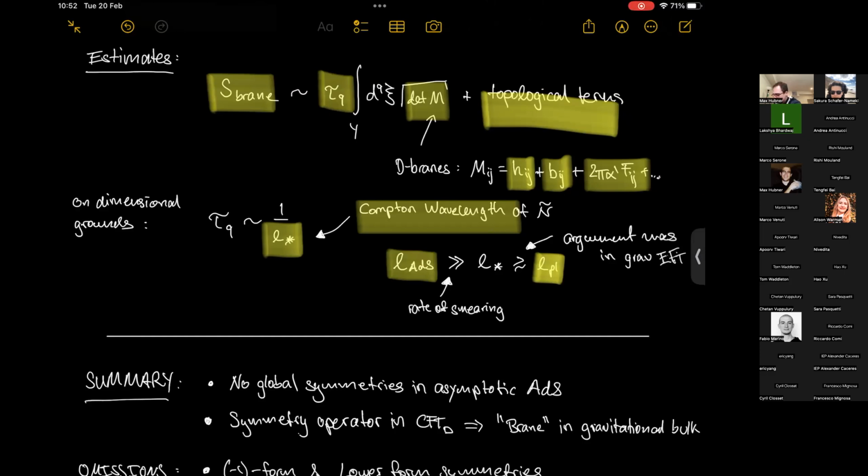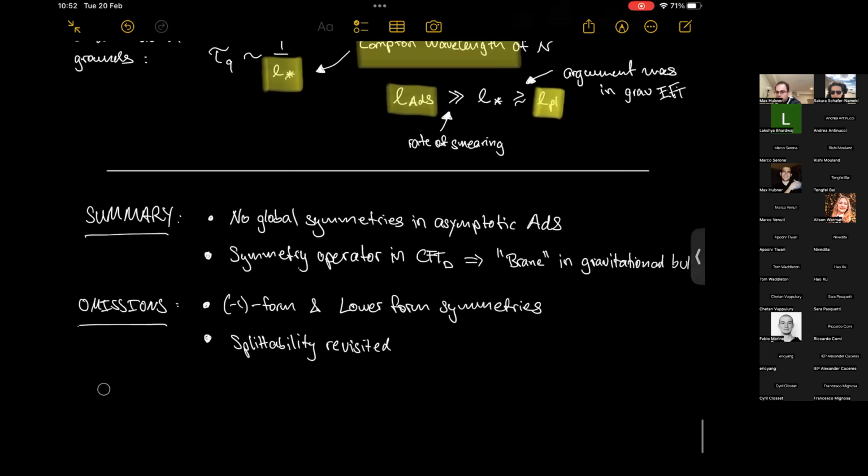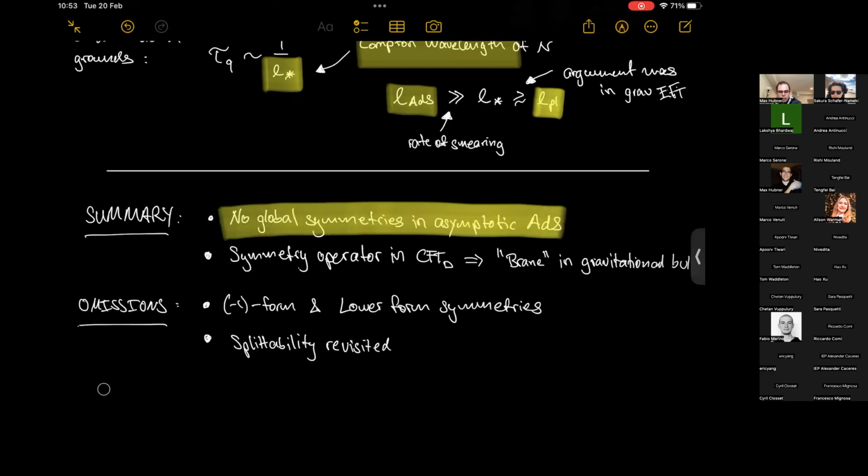But let me not comment on that now, and simply give a very brief summary of the things that I've told you about and other things that are in the paper that might interest you. The key takeaway message is that this gives an argument for no global symmetries in asymptotically AdS. Because if we had such a symmetry, there would be a topological operator. You could bring it to the boundary. Then using the arguments from before, you would pull it off and you would see that it's not topological.